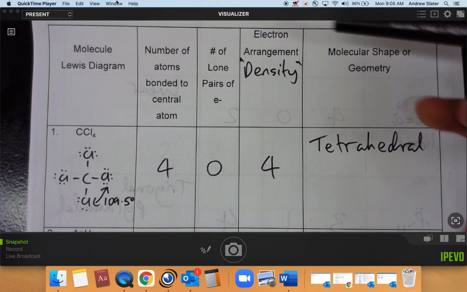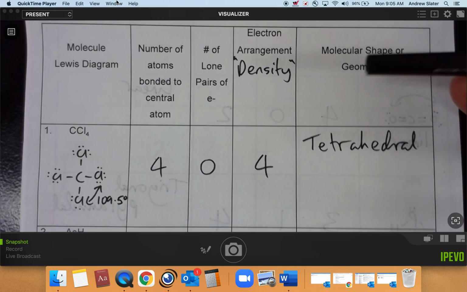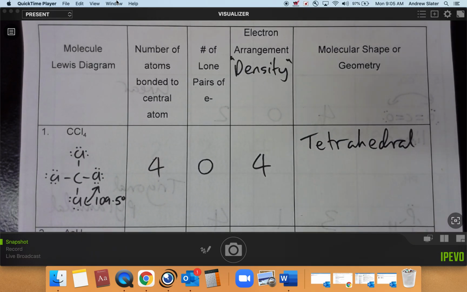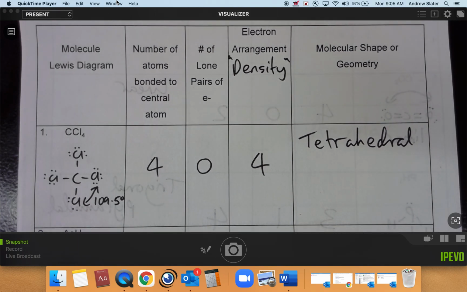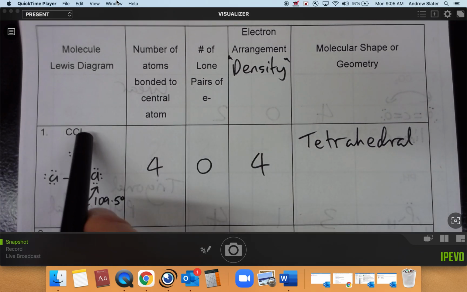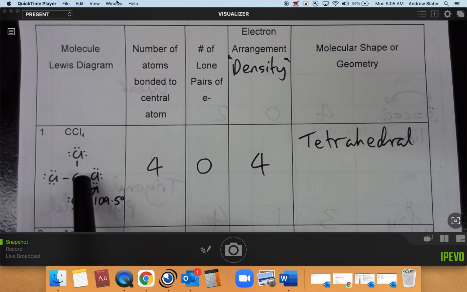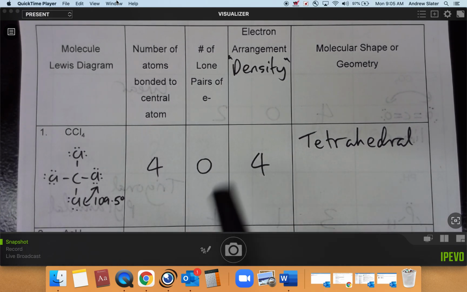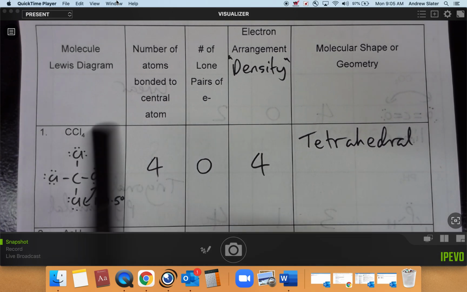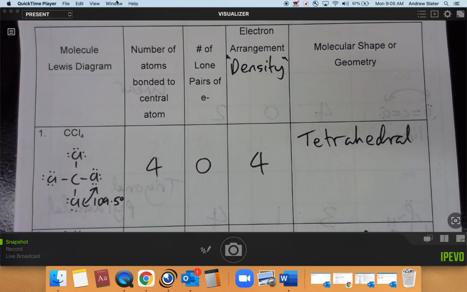This column is our electron arrangement, but another way to think about it, a better way, is really density. Like where are the big areas where electrons are? And we're not really interested in the lone pairs on the outer atom right now. We're really just interested in the valence shell. So remember VESPR, valence shell electron pairs, we're looking at the central atom. So the way that this would be arranged would be tetrahedral.